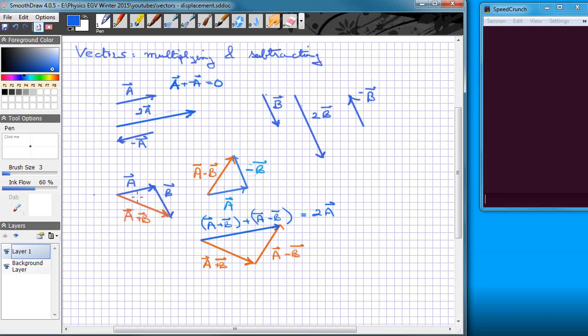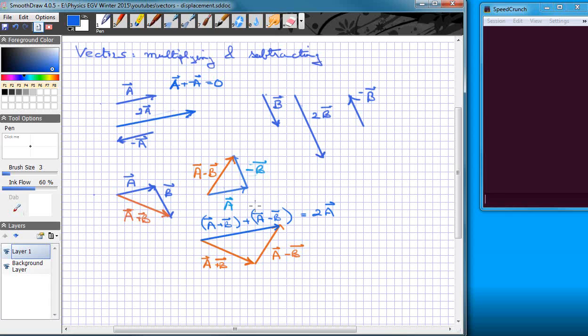So we already know what to do for finding A plus B. We simply take the A vector and we follow it with the B vector, and then we go from the start of A to the end of B to get A plus B. How about A minus B?